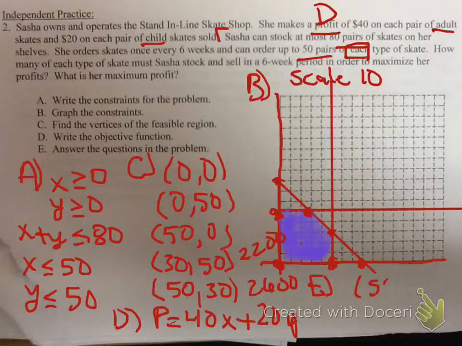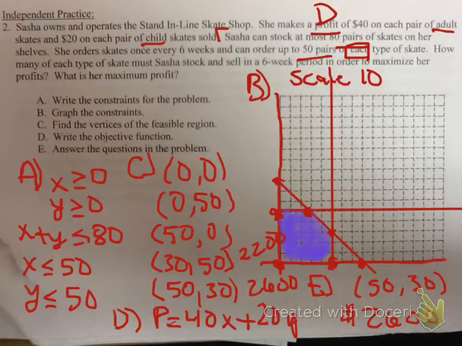And you can see 30, 50 gave me 2,200. 50, 30 gave me 2,600. So my answer for part E was 50, 30, 2,600. Which actually means 50 adult skates, 30 children skates will give me a maximum profit of $2,600.